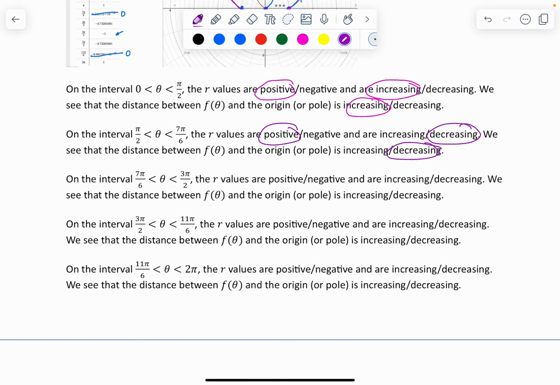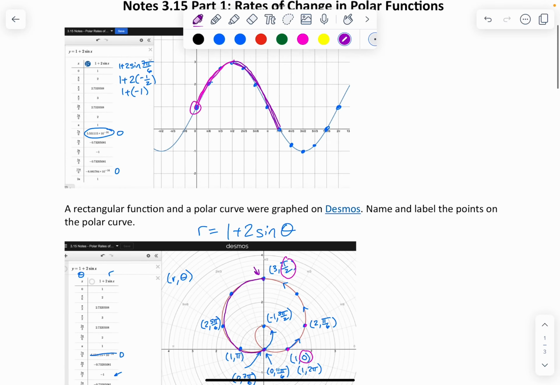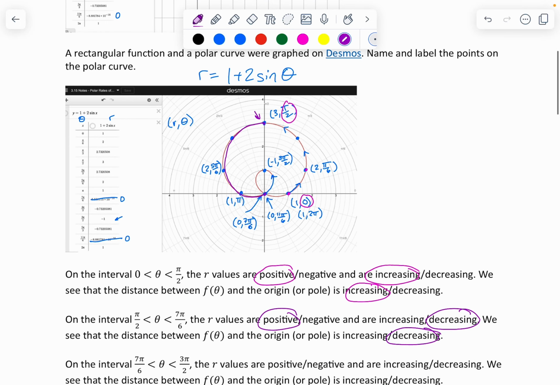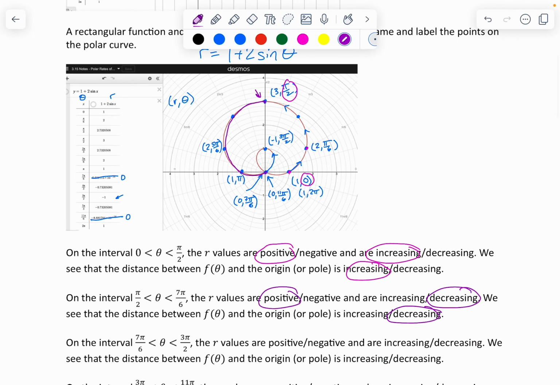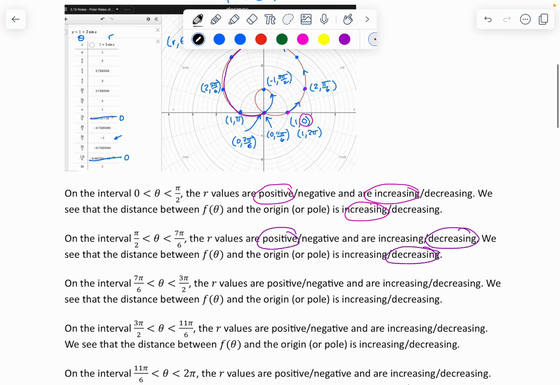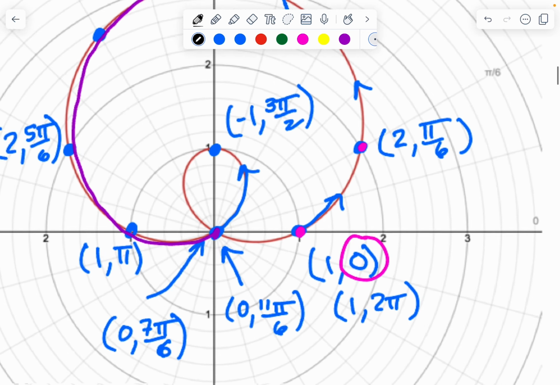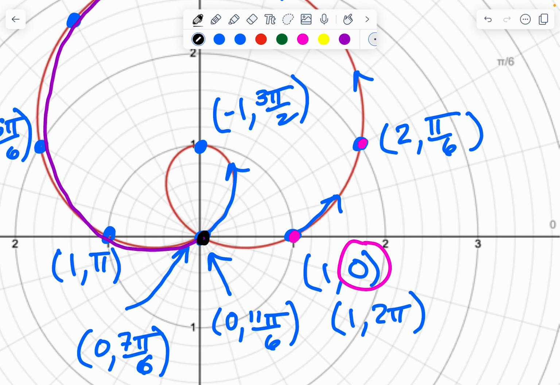Okay, on the interval 7 pi over 6, so the reason I picked 7 pi over 6 is because that's where it went from being positive to being negative. Okay, now they're telling us 7 pi over 6 to 3 pi over 2. Let's see how, maybe I'll use blue. No, I'll use black. Okay, where were we? 7 pi over 6 to 3 pi over 2. 7 pi over 6 started us here. 3 pi over 2, that takes us to here.